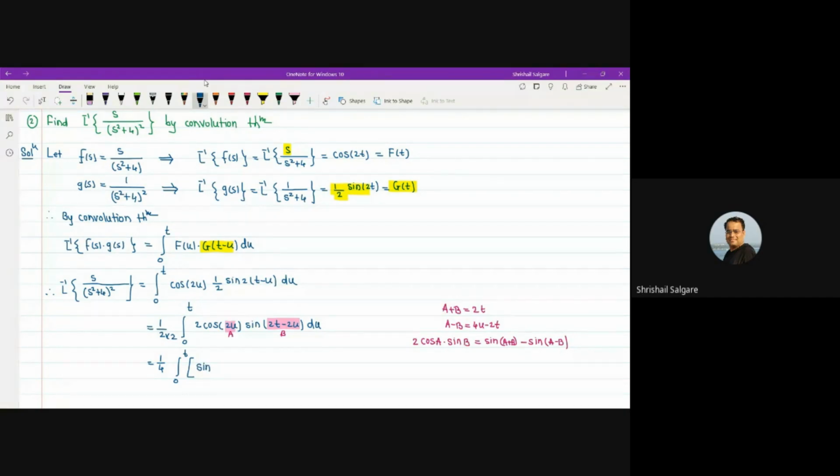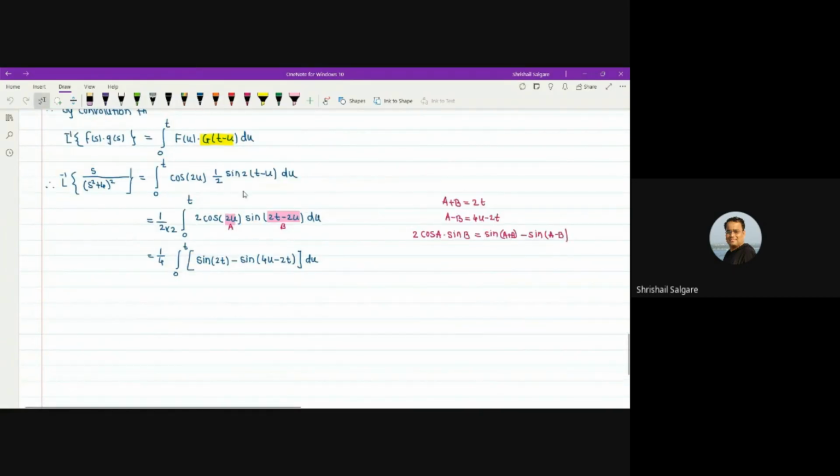So that can be written as sine of 2t minus sine of a minus b, that is 4u minus 2t, and integral with respect to u. So next step, I will use the linearity property for the integral. This outside 1 by 4 as it is. Now you can notice the first integral.